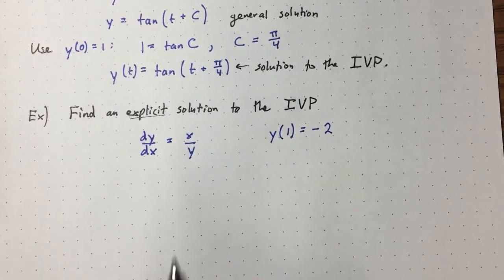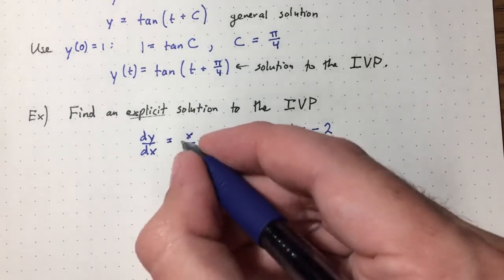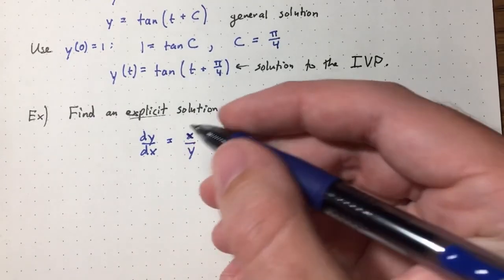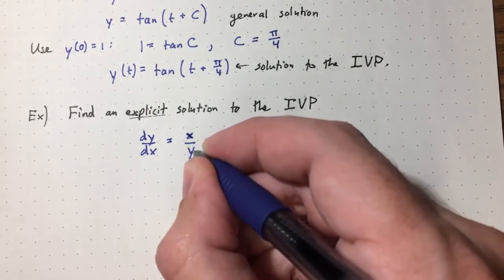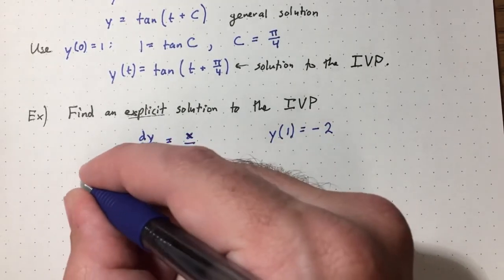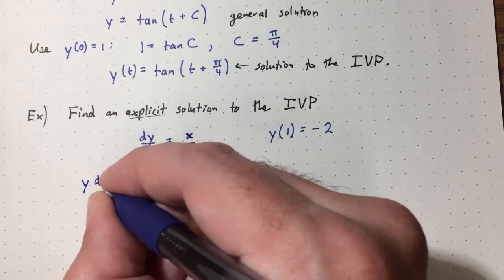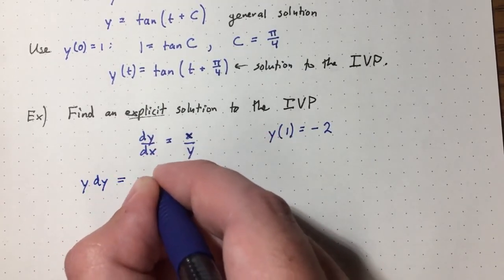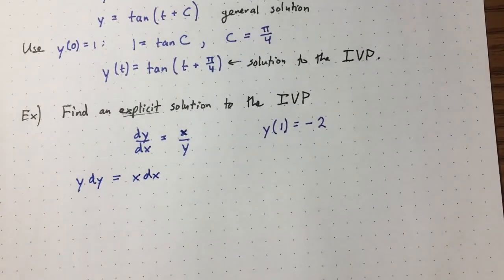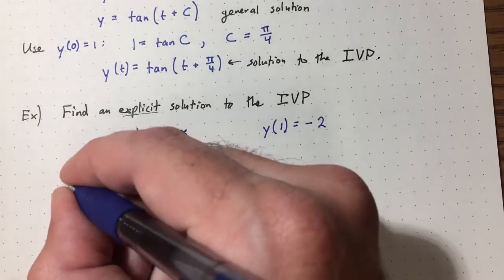Okay, so this time, we do have the variable x appearing, but that's okay. So we want all of the x's to be on this side and all the y's to be on this side. So we just multiply by y. So we have y times dy, and then we'll multiply by dx. So we have x times dx on this side. We'll take the integral of both sides.